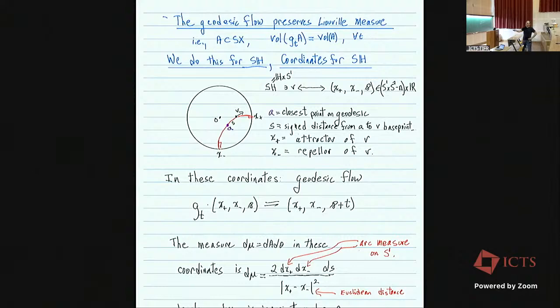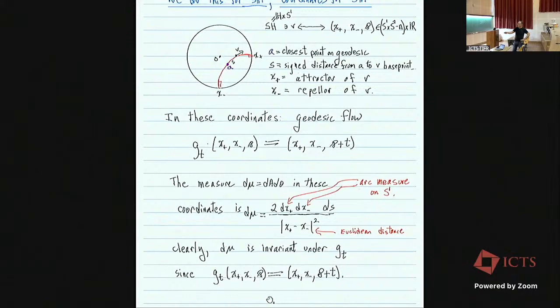Oh yeah, sorry, okay. So we have coordinates, and here's how the geodesic flow works. Then the next thing is to write the Liouville measure down in terms of these coordinates. This is what it turns out to be: dx plus dx minus ds divided by the difference of x plus minus x minus squared, with a factor of 2. So I'm just taking that as a black box.